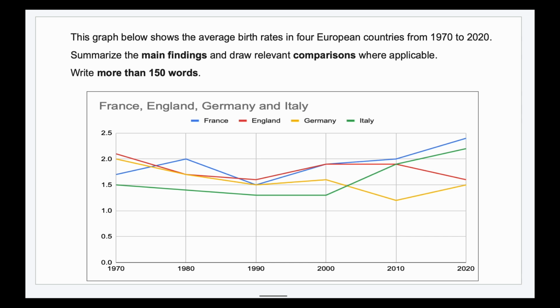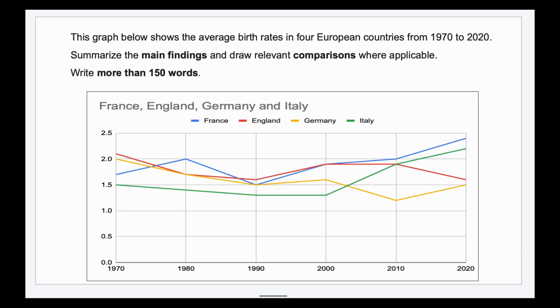So in order to make it practical, here we have a line graph that shows the average birth rate in 4 European countries from 1970 to 2020. And one of the key features that you want to mention, of course, is one, what kind of a graph is it? Now, as you can see, this is a line graph.